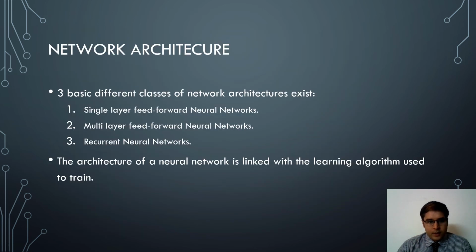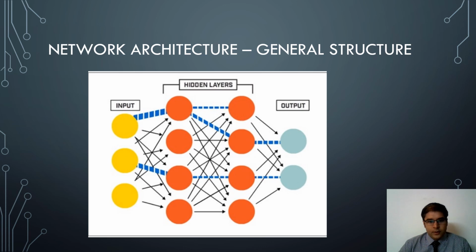Now we discuss network architectures and the different network types that can be used for a neural network. There are three different classes of network architectures: single layer feed forward neural networks, multi-layer feed forward neural networks, and recurrent neural networks. The architecture of a neural network defines the learning algorithm that is used to train the model. The general structure will be a set of input nodes, a set of hidden layers, and the output layer.